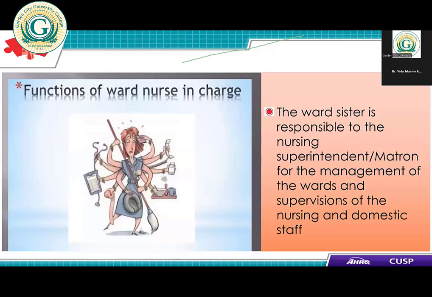You see he's having the bedpan there, the tea, whatever. So communication and all those things. So you see, the nurse in charge has so many duties to perform. The ward sister is responsible to the nursing superintendent. Or when you go to some other hospitals, they call it matron. So the matron is for the management of the wards and supervision of the nursing and domestic staff. So these are the functions of the ward sister.